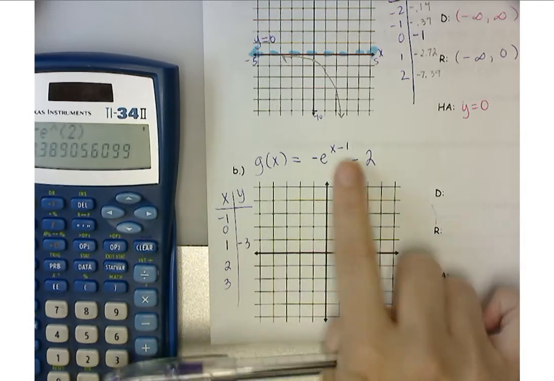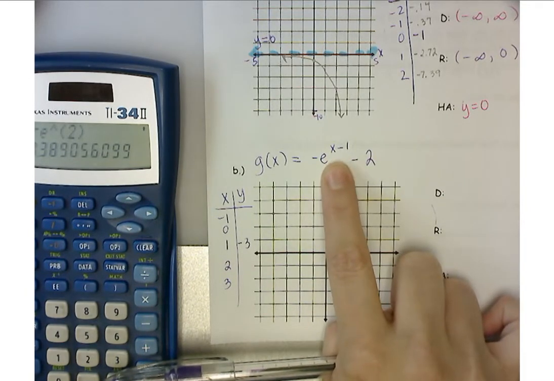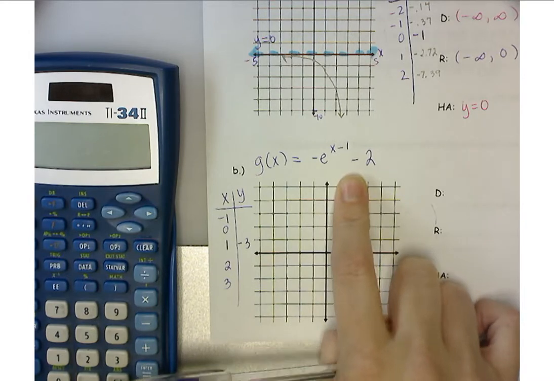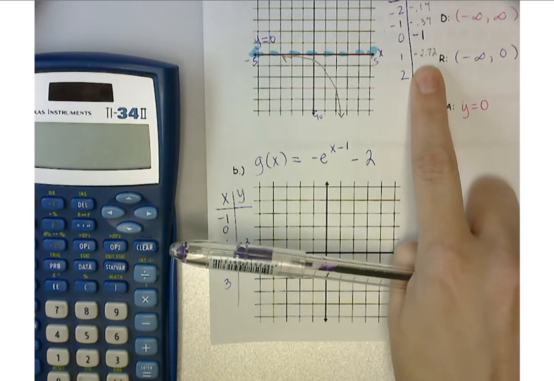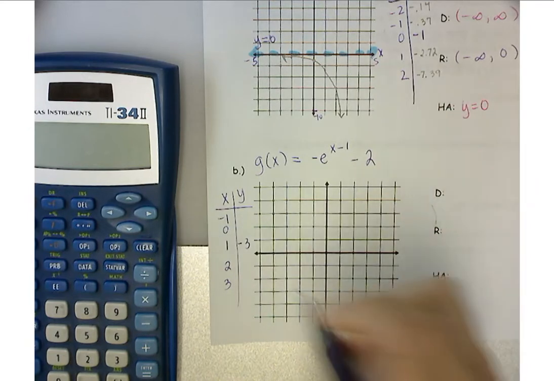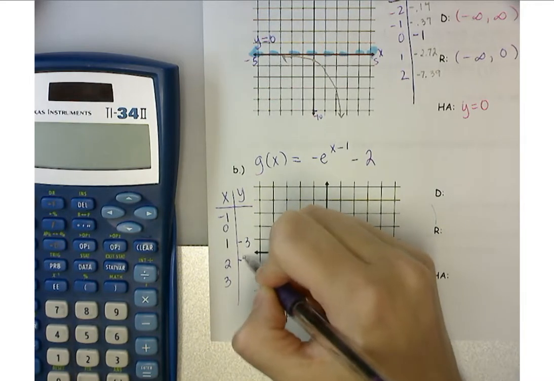If I plug in 2, can you guys see that this is going to be negative e to the first minus 2? Okay, so negative e to the first was this. So if I subtract 2 from that, I should get negative 4.72.